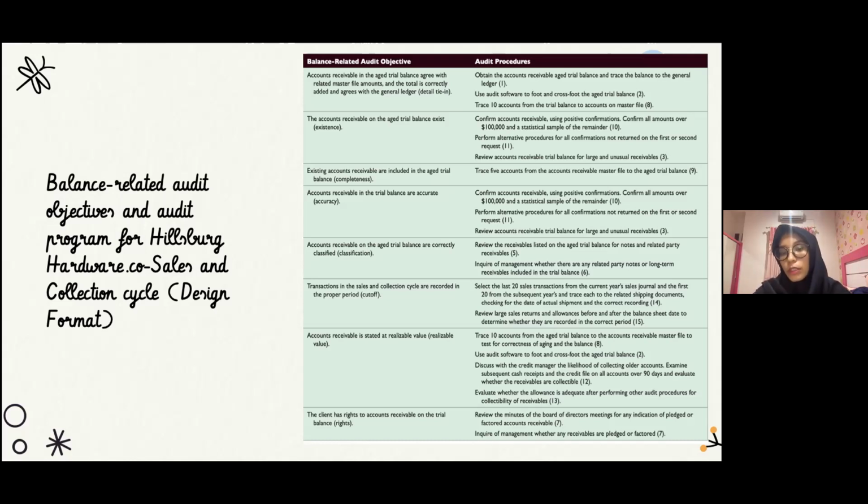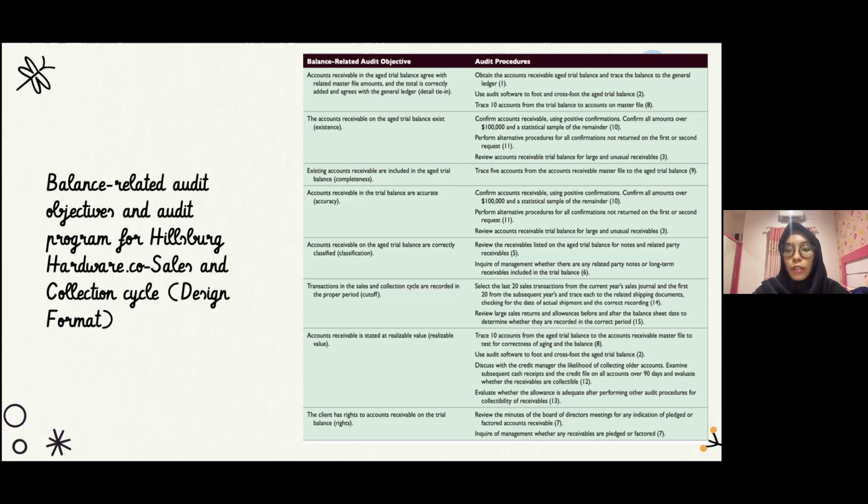The audit procedure is to select the last 20 sales transactions from the current year's sales journal and the first 20 from the subsequent year, and trace each to the related shipping documents, checking for the date of actual shipment and the correct recording. And then we review large sales returns and allowances before and after the balance sheet date to determine whether they are recorded in the correct period.